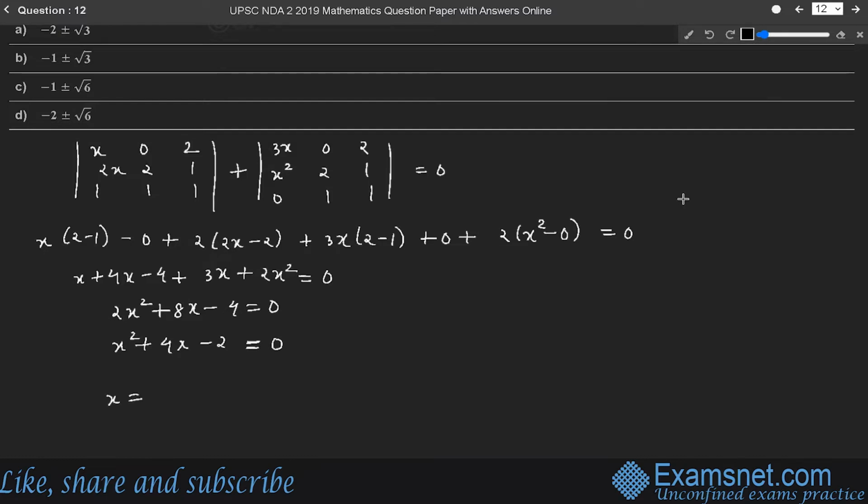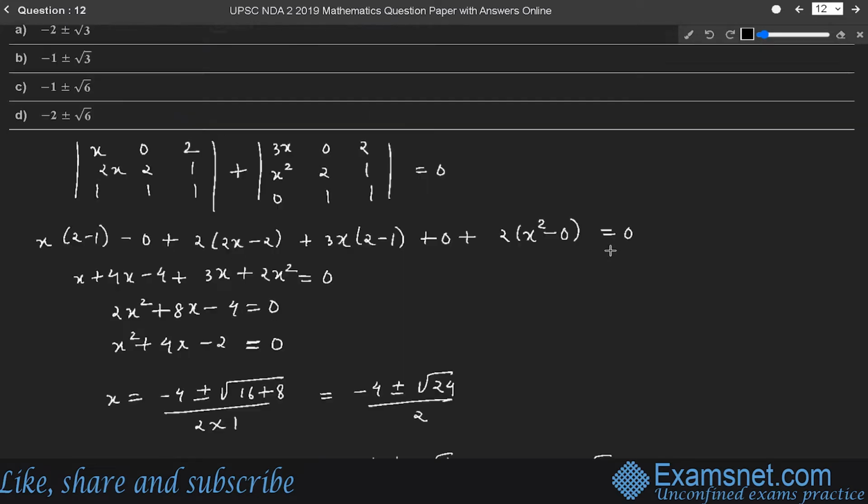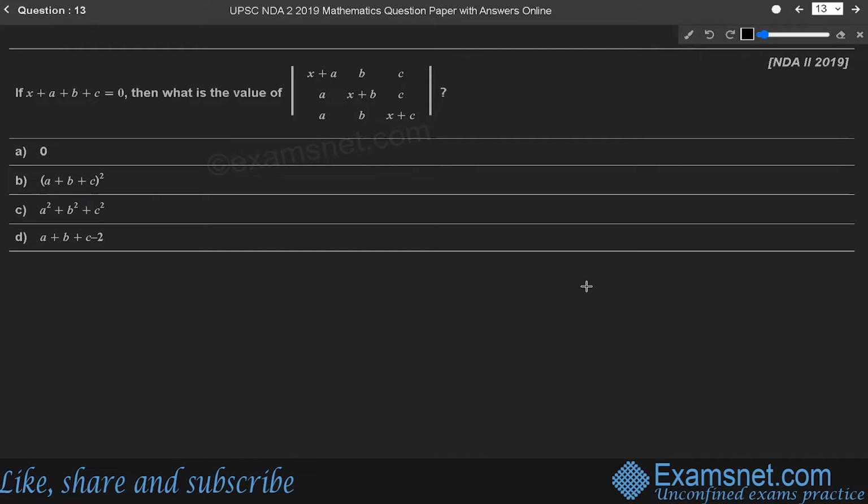So from here, x will be equal to minus 4 plus minus under root of 16 plus 8 divided by 2 into 1, which is equal to minus 4 plus minus under root of 24 divided by 2. On further simplifying, it will be equal to minus 4 plus minus 2 root 6 divided by 2, which is equal to minus 2 plus minus root 6. Hence, we can say that x is equal to minus 2 plus minus root 6. So the correct option here is option number D. Moving on to the next question.